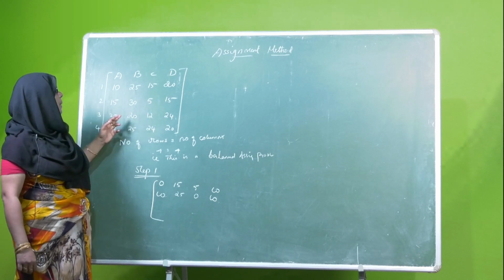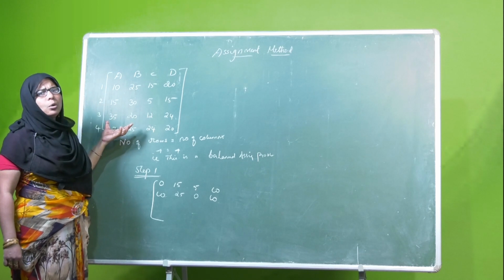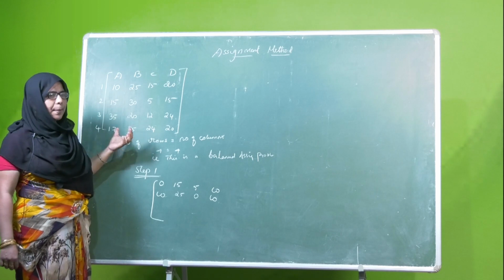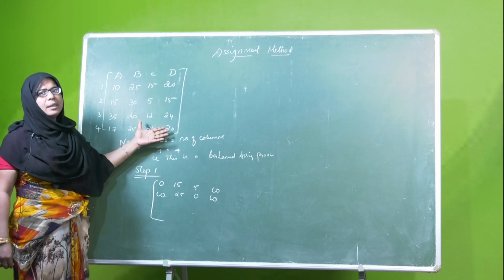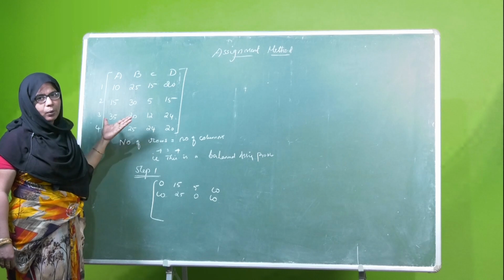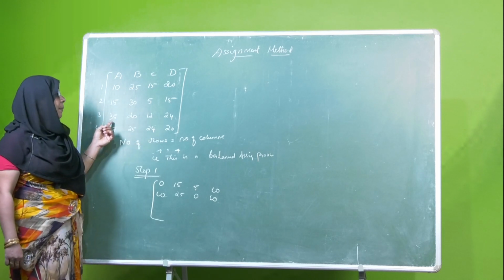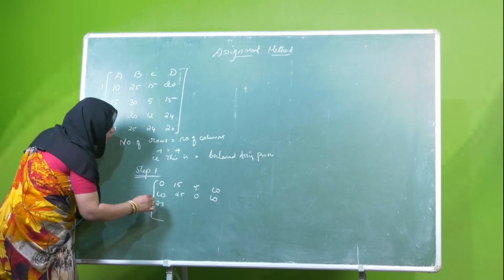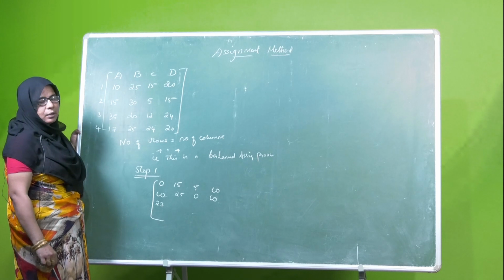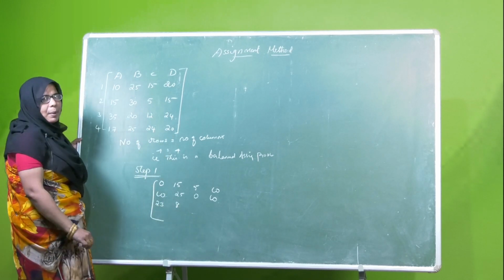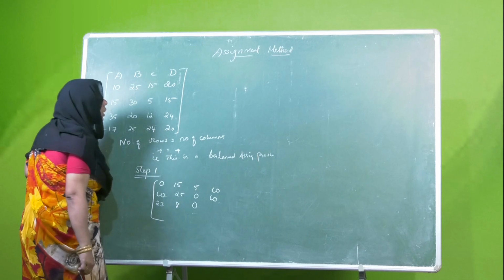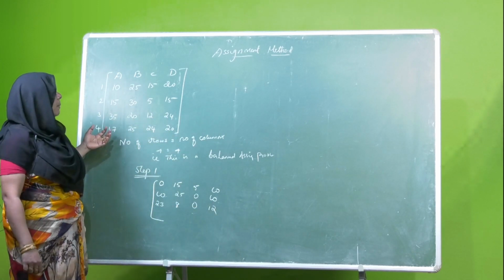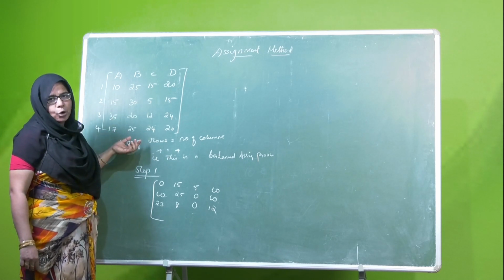So, what is the minimum element in the third row? 12 is the minimum element in the third row. So, we subtract 12 from all the elements, including itself. So, 35 minus 12, 23. 20 minus 12, 8. 12 minus 12, 0. 24 minus 12, 12.